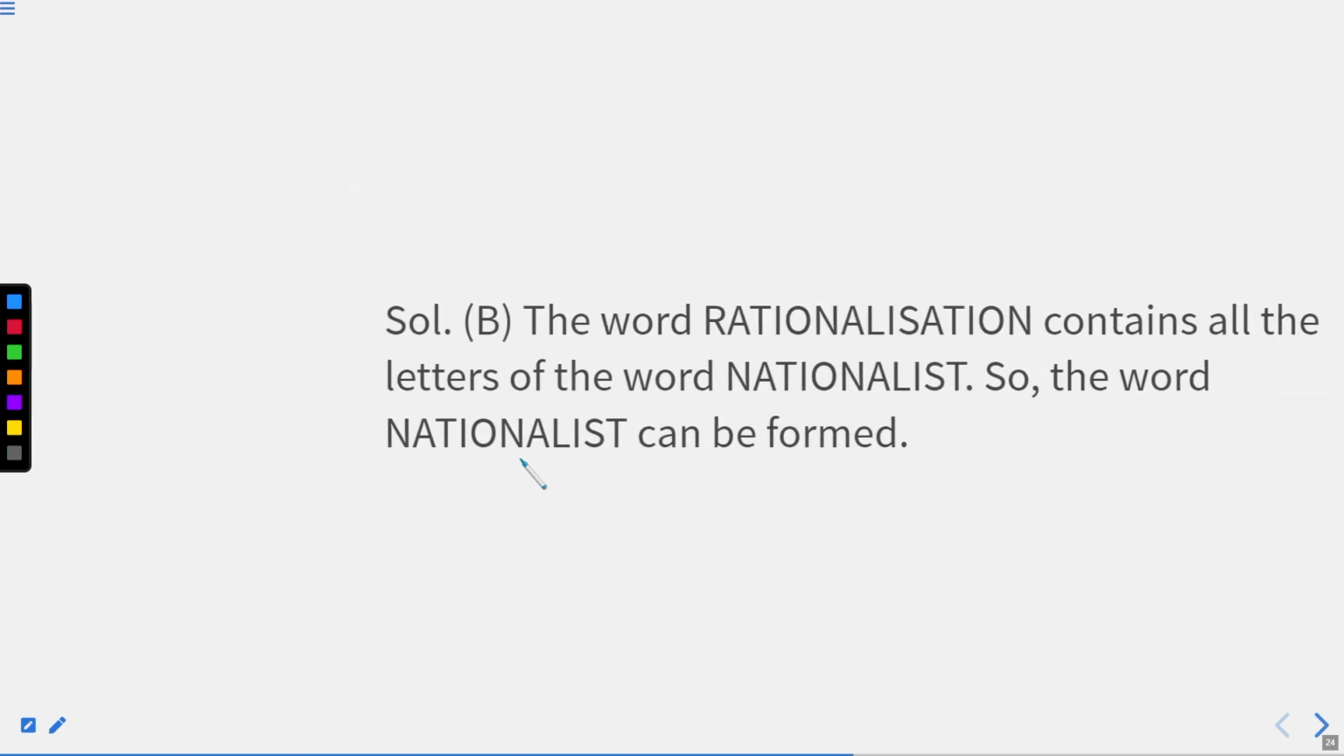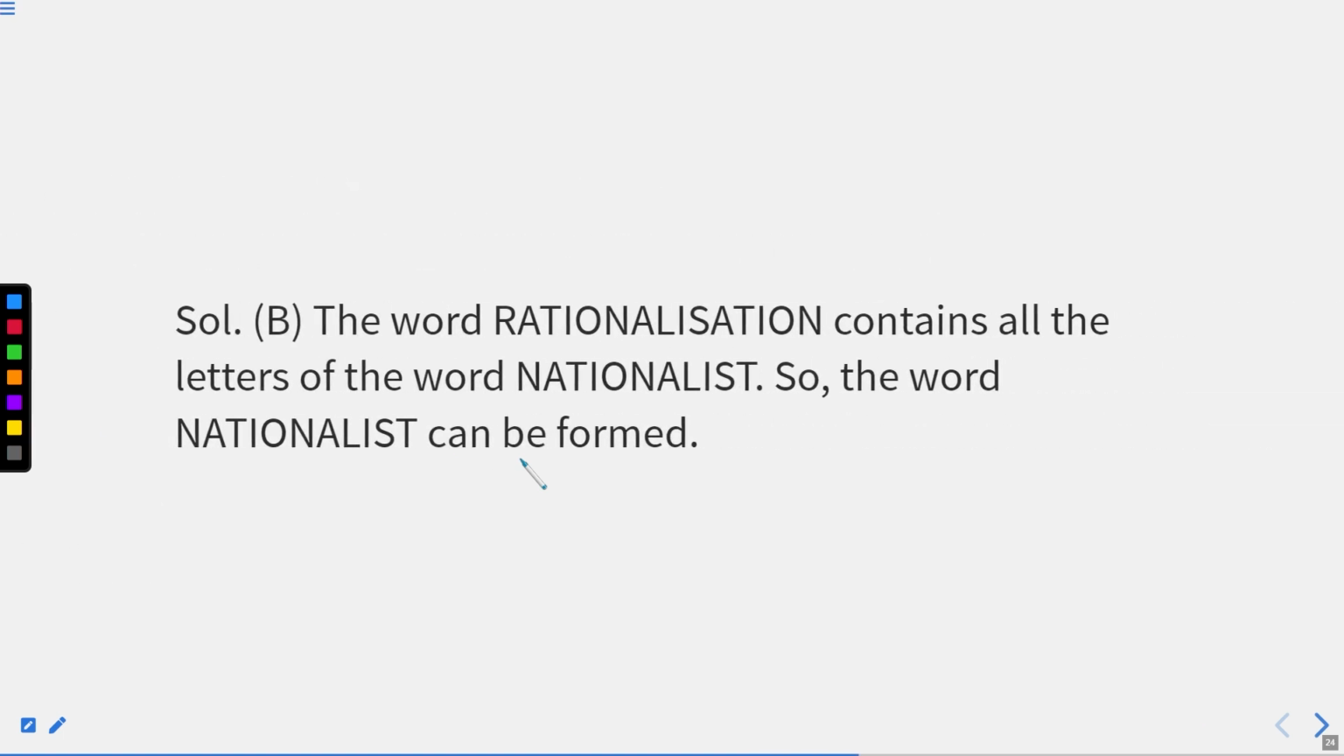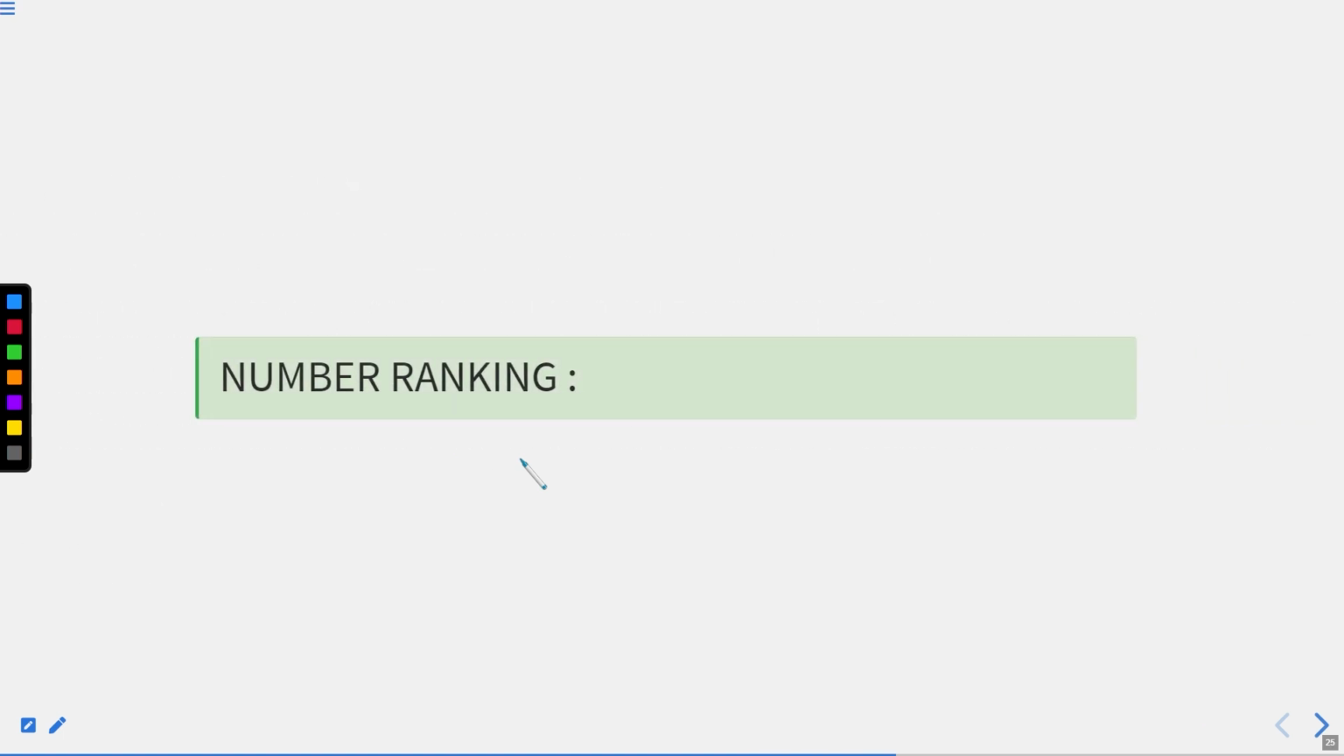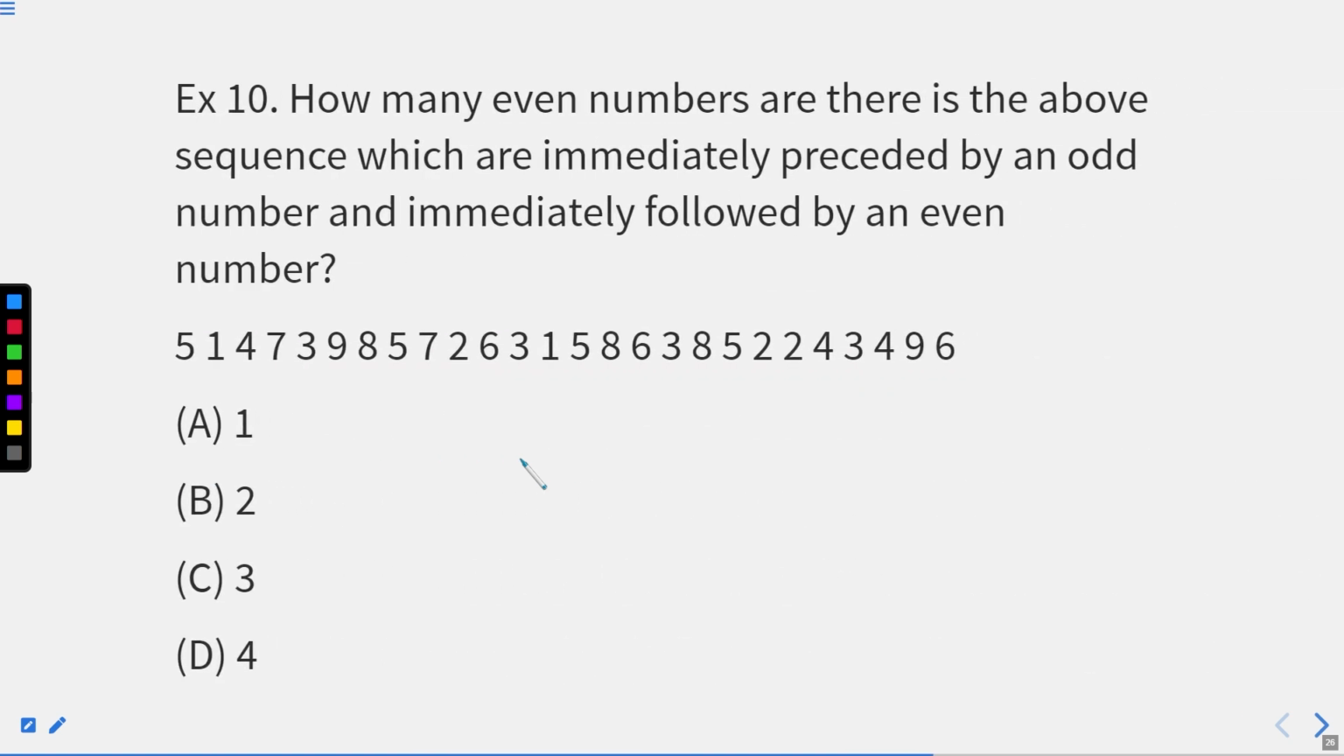Now we'll move to the next question. This will be a different question because it is going to be based on number ranking. Till now we were discussing questions related to the alphabets, now we'll move to the next question that is related to the number series or the numbers, okay? So the basic procedure for the question is very similar. First, we will read the question and then we'll start answering by following the steps.